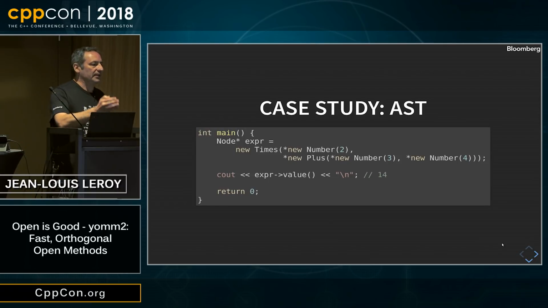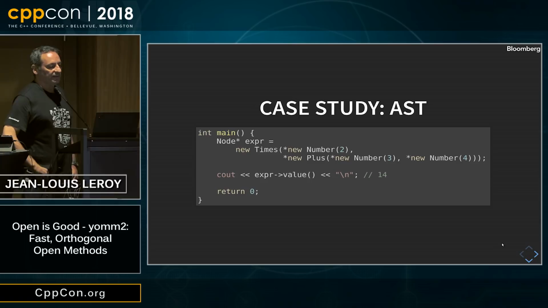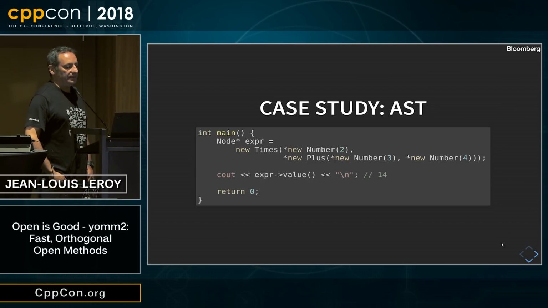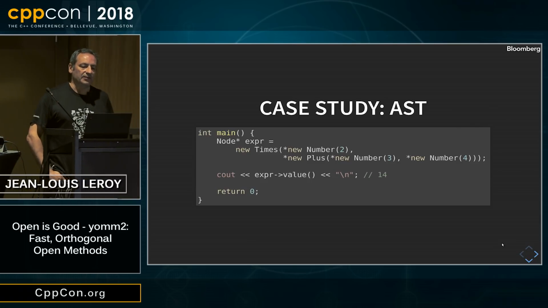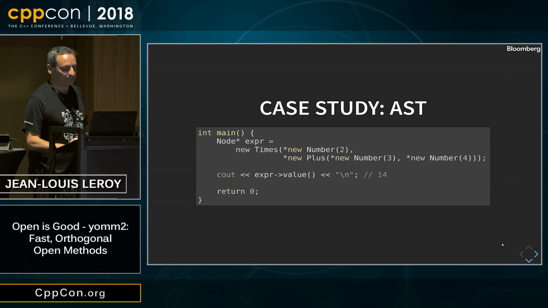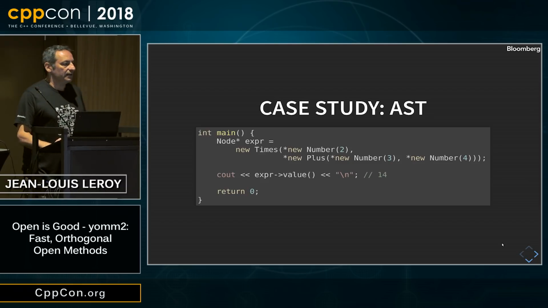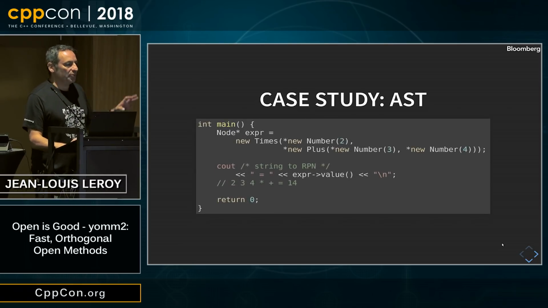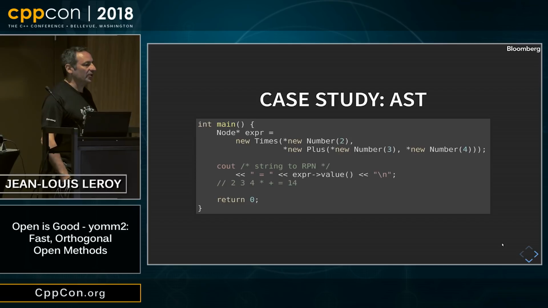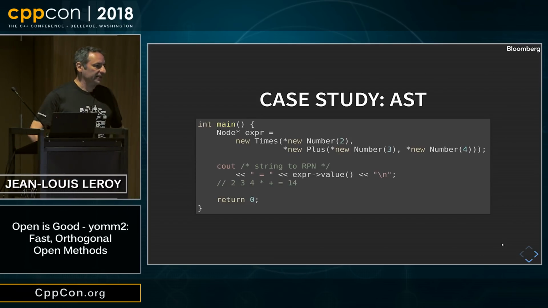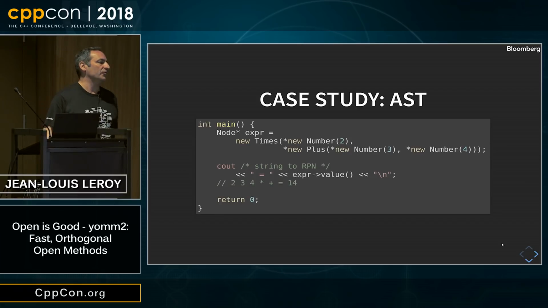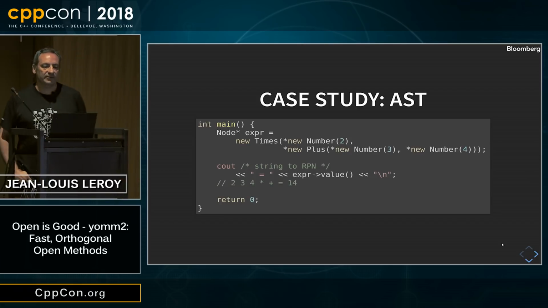And then you can now build trees and evaluate them by calling a value function on the expression. And it works nicely. Now, let's suppose that you also want to render the tree, for example, in reverse Polish notation, like in a Forth language or HP calculators, okay?